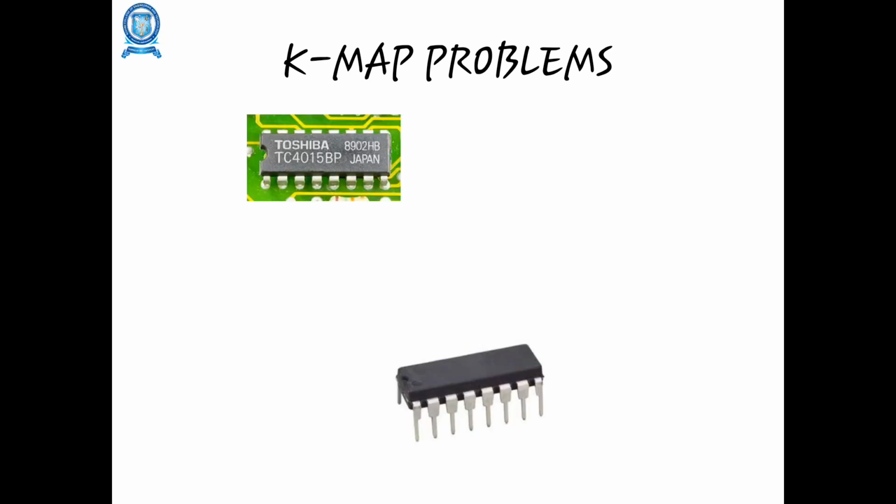So K-maps are used to minimize the circuit complexity. The number of gates used is less, which means the functioning of the IC will also be faster if the number of gates is less. So that's all about K-map minimization.